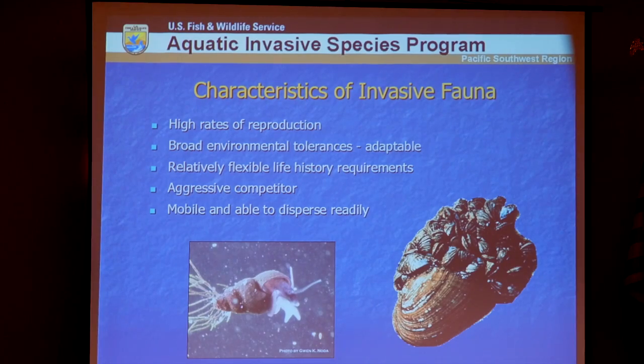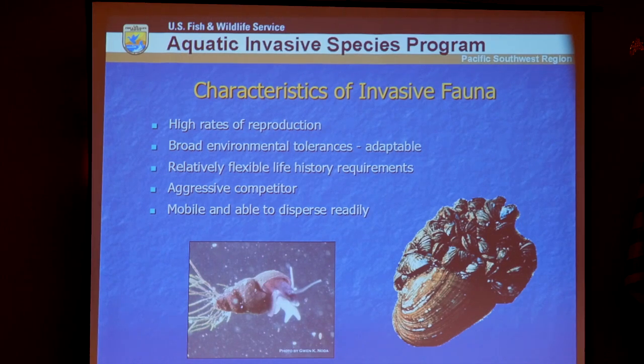Some of the characteristics of aquatic invasives: the number one characteristic is they have high rates of reproduction. They can move into an area, they can establish, they reproduce quickly, and they basically take over. They have broad environmental tolerances. They're very adaptable. They have relatively flexible life history requirements. They can adapt to a given system, at given environmental conditions very easily. Compete aggressively. They're mobile and they can disperse easily. Mobile as in they're not generally sessile, and they do have a mechanism in which they can be transported through a vector to someplace else.